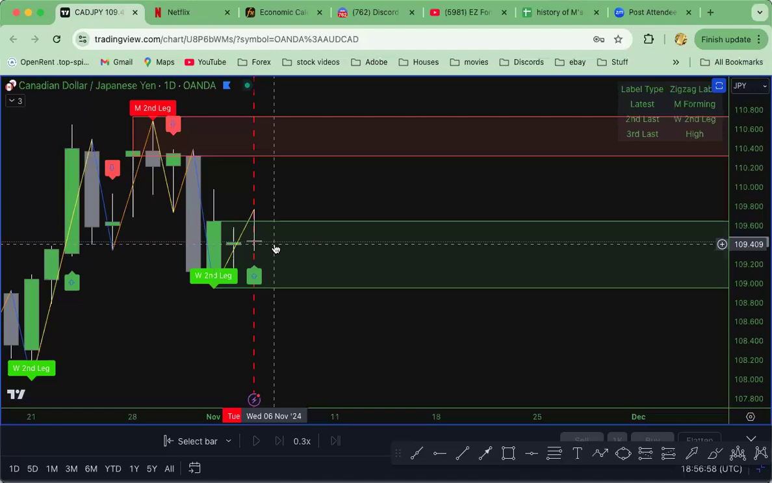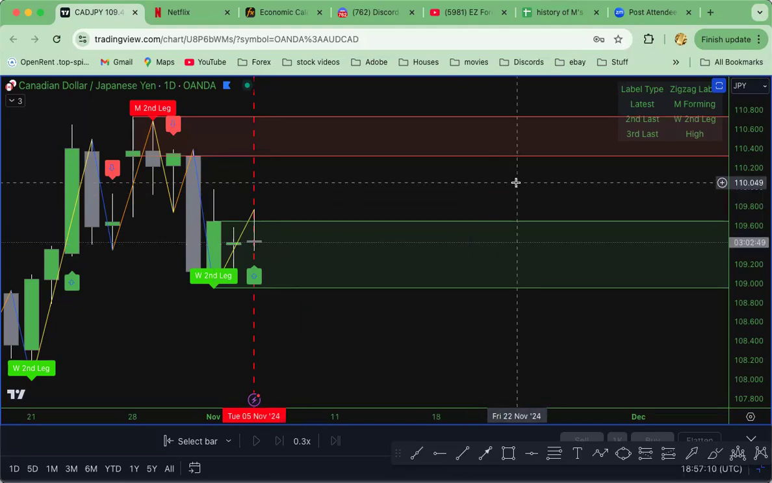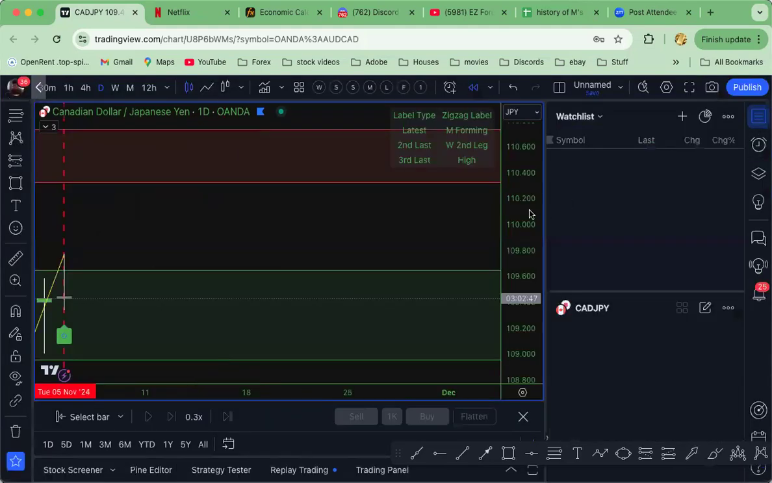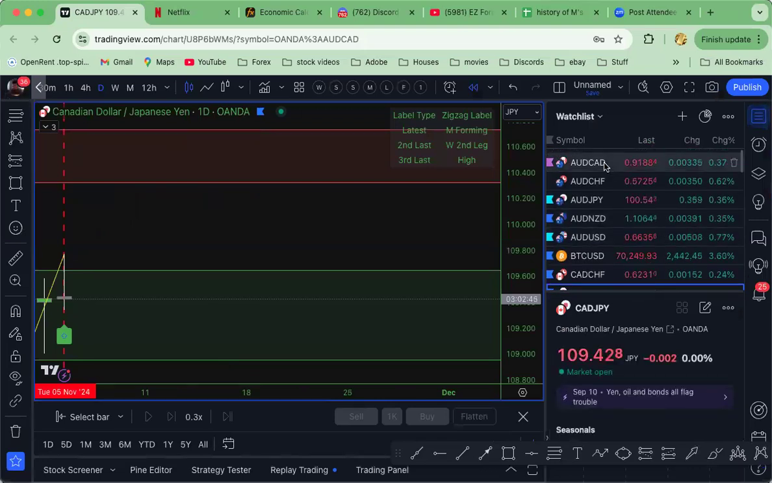So now you can see straight away here, as soon as this does appear and it does lock in place, you can look for a sell trade setup or a buy trade setup the following day. So let's go back over here.